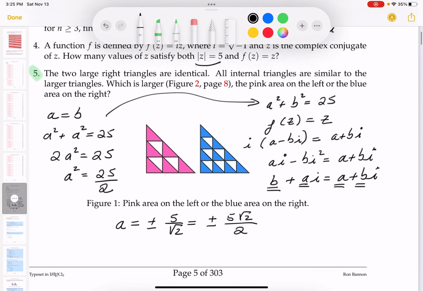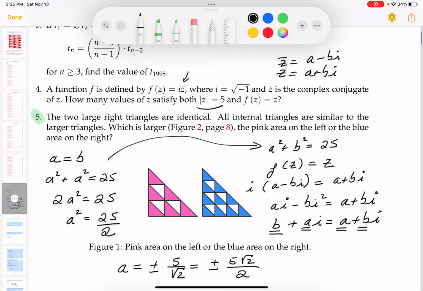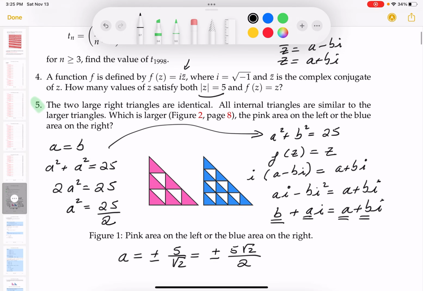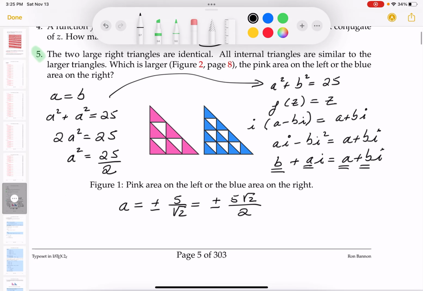Now, what's our question? All right. A function f is defined this way. Z is a complex conjugate. How many values of z satisfy both this? Well, I found two. I want to tell you what they are. Z could be 5 over root 2 plus 5 over root 2 i, or z could be minus 5 over root 2 minus 5 over root 2 i.